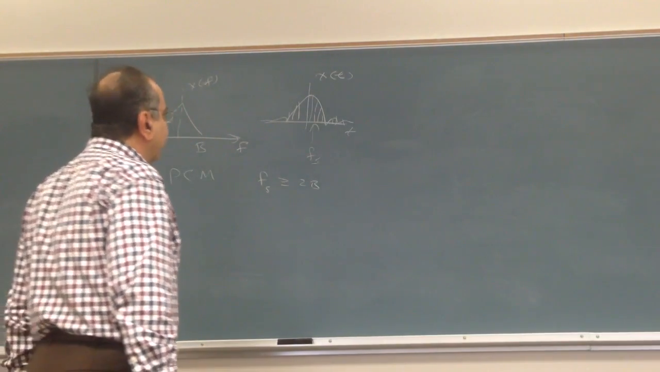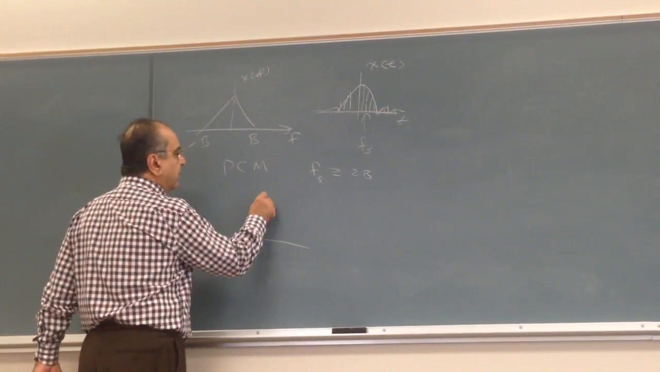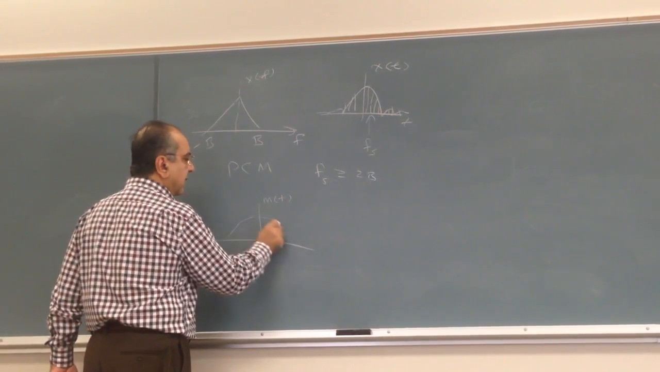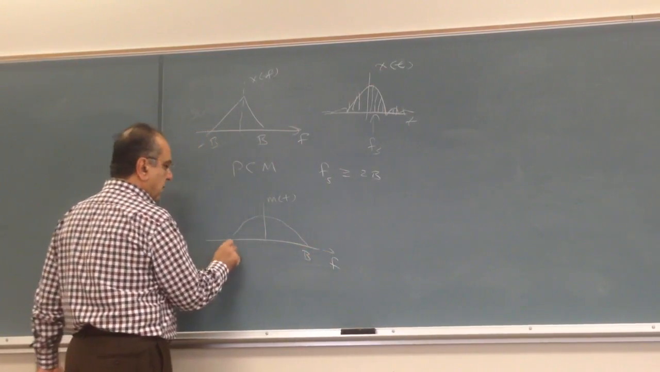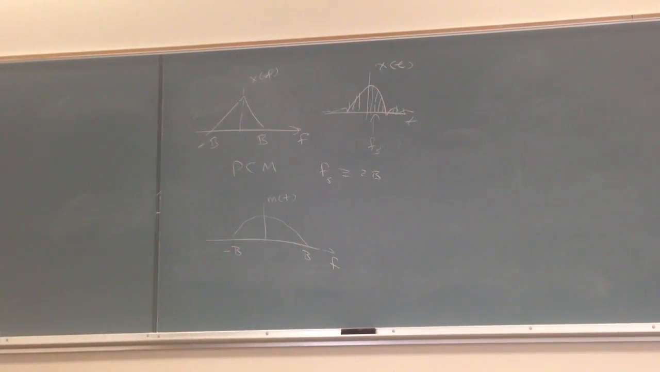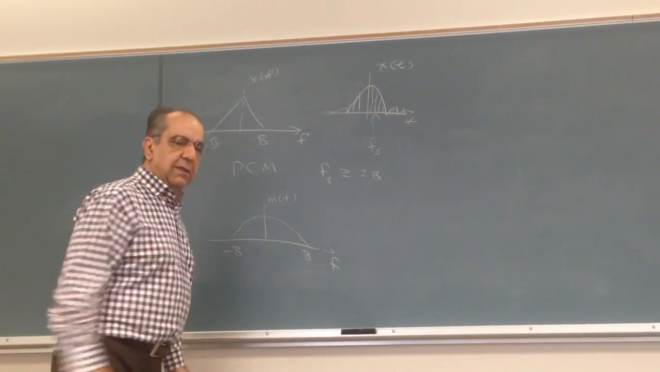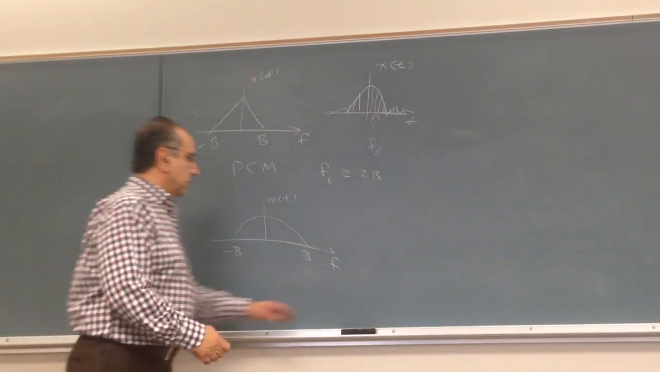Let's say we have a signal, m of t. This is a message signal. It has a bandwidth of B. We don't know what this signal is. It can be a video signal, it can be any signal. It looks like this.